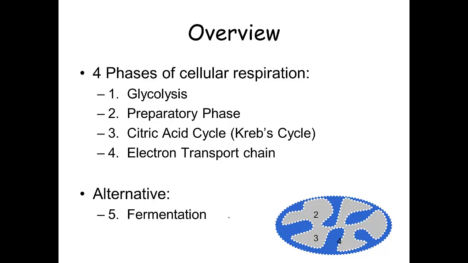Overall, there are 4 phases of cellular respiration. We're going to go through each one of these in detail. Glycolysis, the preparatory reaction or preparatory phase, sometimes called the prep reaction, the citric acid cycle, also known as the Krebs cycle, and the electron transport chain, or oxidative phosphorylation.